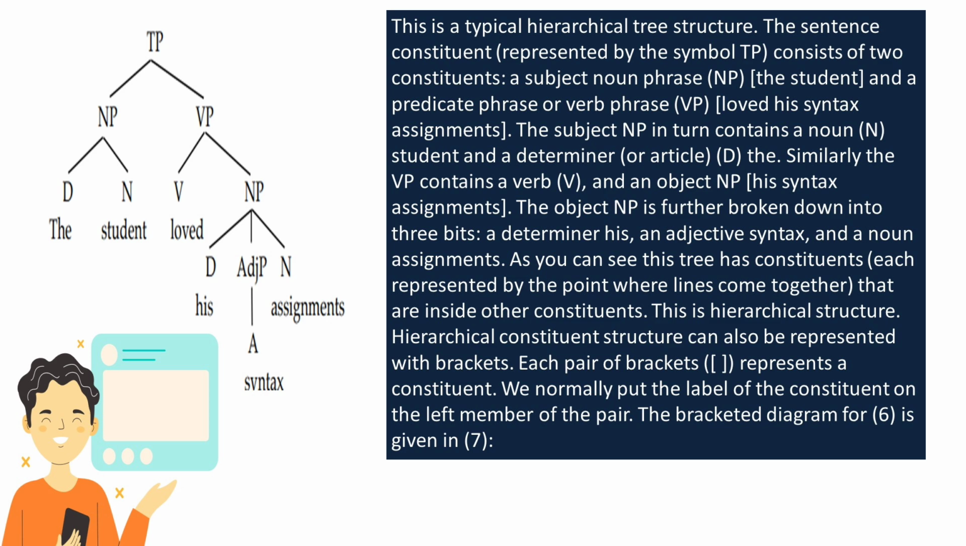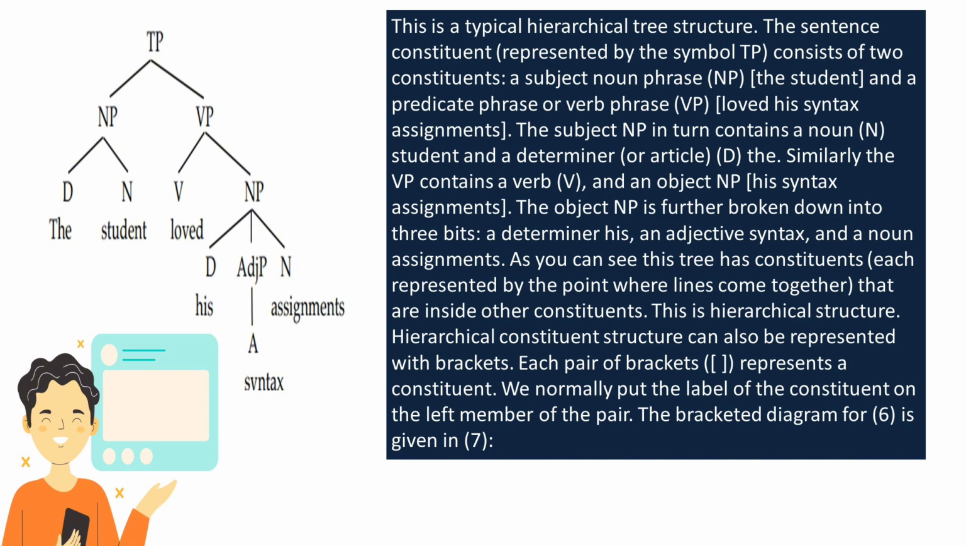The sentence constituent, represented by the symbol TP, consists of 2 constituents: a subject noun phrase, or NP, which is the student, and a predicate phrase, or verb phrase, loved his syntax assignment. The subject NP in turn contains a noun, student, and a determiner or article, the. Similarly, the VP contains a verb and an object NP, which is his syntax assignment. The object NP is further broken down into 3 bits: a determiner, which is his, an adjective, which is syntax, and a noun, which is assignment.